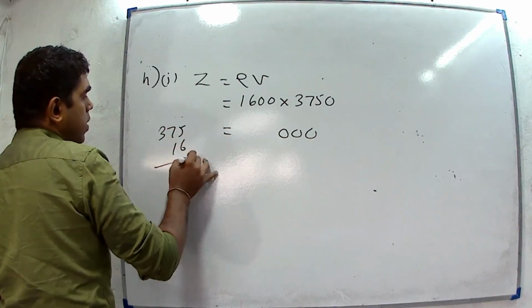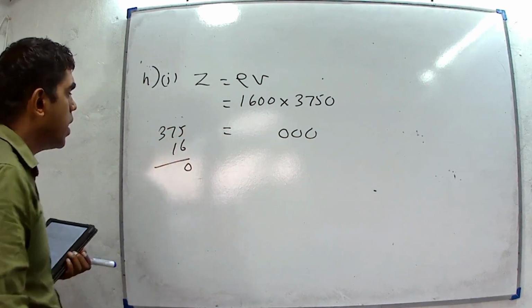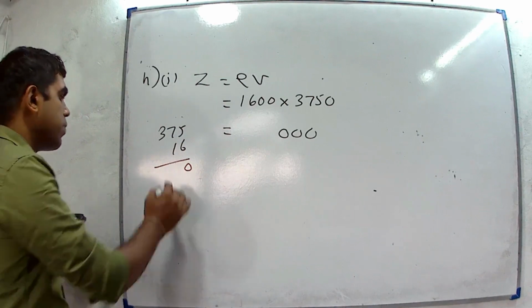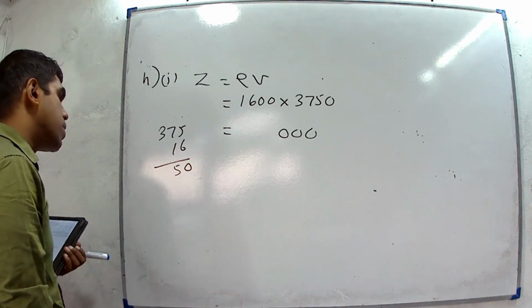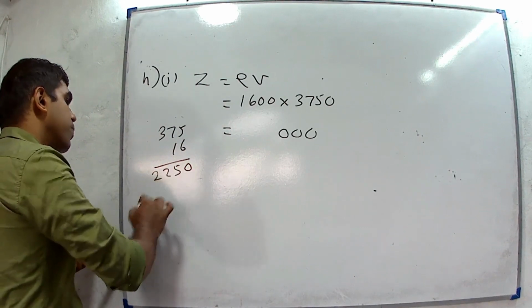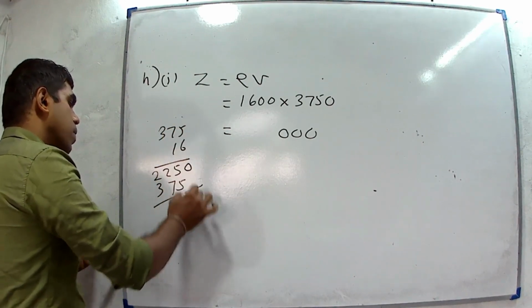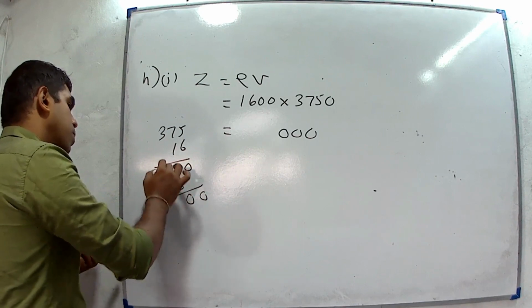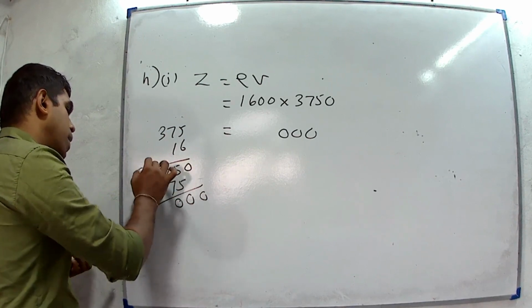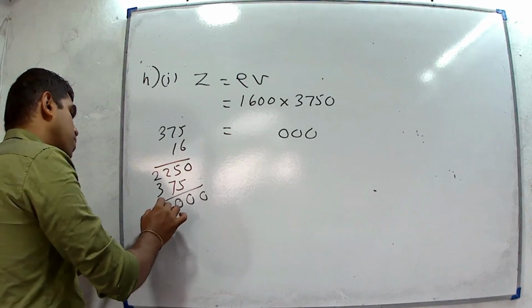375 into 16. 16 5s are 30. 3 remaining. 16 7s are 112 plus 3, 115. 4 remaining. 16 3s are 48 plus 4, 52. 1 into 5, 5. 1 into 7, 7. 1 into 3, 3. 0, 10, 1 remaining. 2 plus 7, 9 plus 1, 10, 1 remaining. 3 plus 2, 5 plus 1, 6.